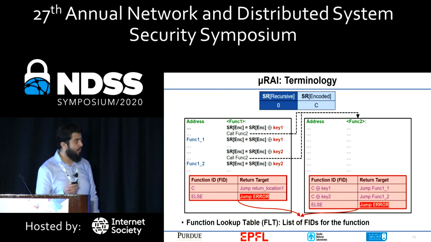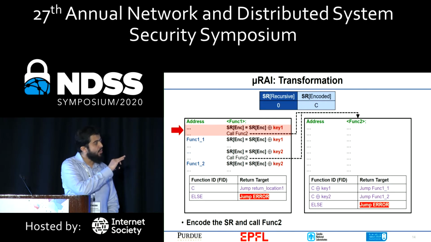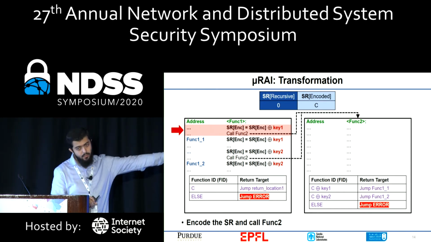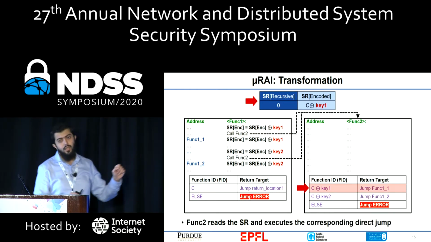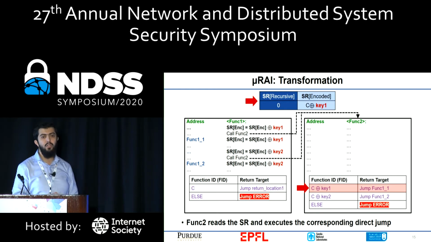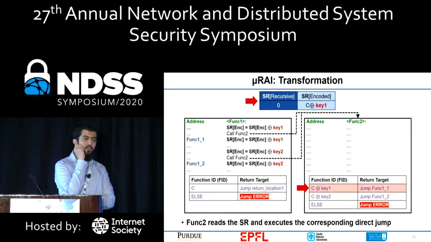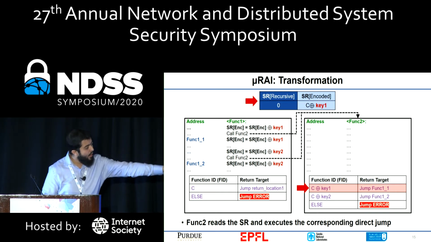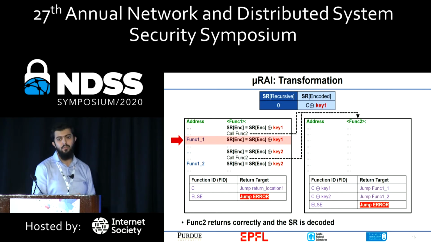So let's go through this example step by step and see what's going to happen. First, function 1 is going to call function 2. The first step is that we're going to encode the state register, so we're going to XOR C with key 1, and we're going to call function 2. Two things are going to change. On the top, the state register is going to be C XOR key 1, and now function 2 wants to return. It says, okay, what's the current value of the state register? I'm going to execute the direct jump associated with that value. You can see C XOR key 1, and the direct jump associated with it is function 1, 1. And what do you know? This is actually the correct return location.